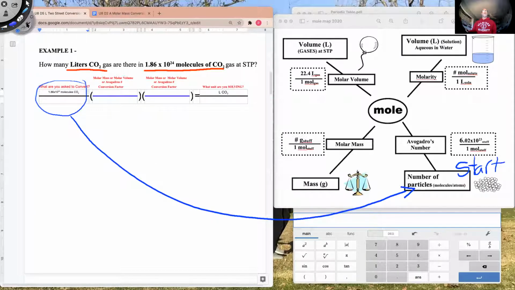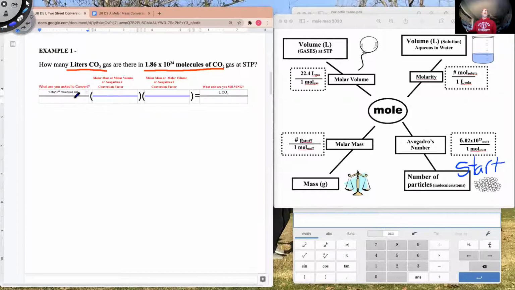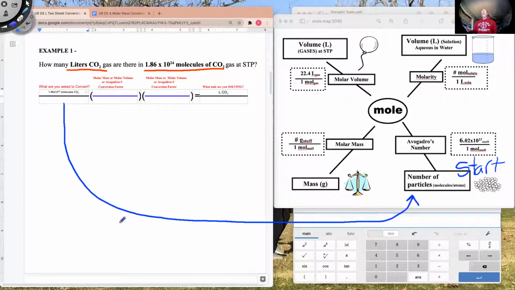I'm going to back that up. I don't want to circle that. I'm just going to go right here in blue. This is where we're starting. Now, where are we ending, class? Yes, Mr. Edwards? It's the L for volume, gases at STP. That's right. We're going to end up here.